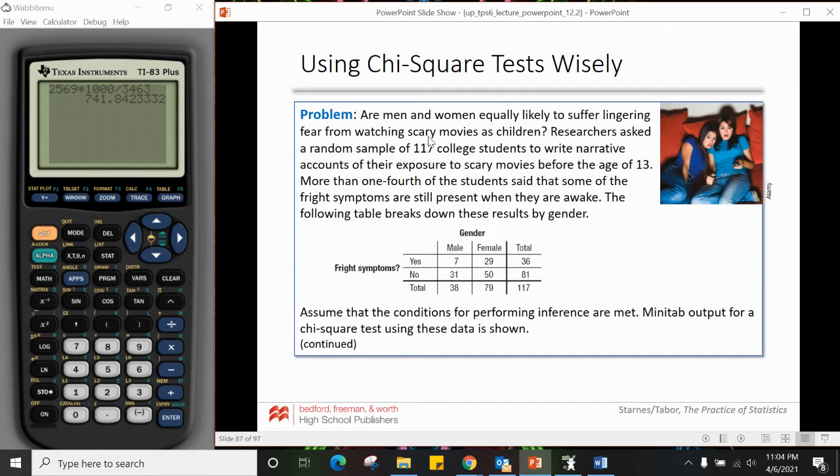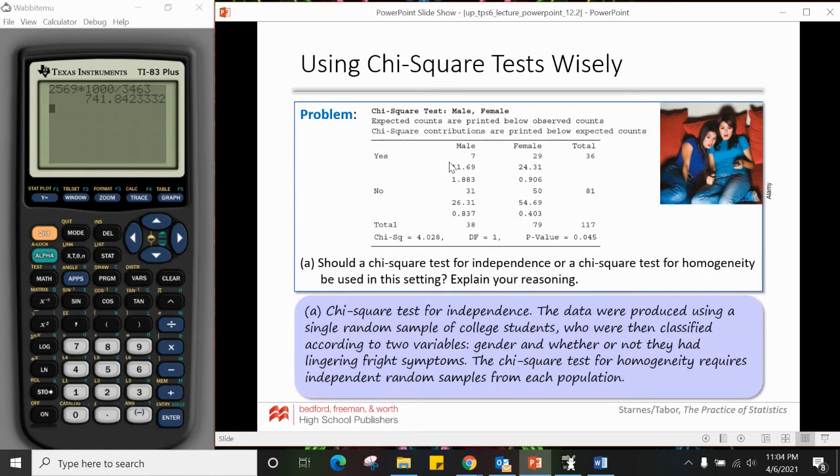Well, we have one sample of 117 college students, so it should be a test for independence because it's one sample. For homogeneity, remember, you're trying to see if the things are the same, and you're really seeing, hey, are these different populations the same? So that's kind of one way you can remember the independence.